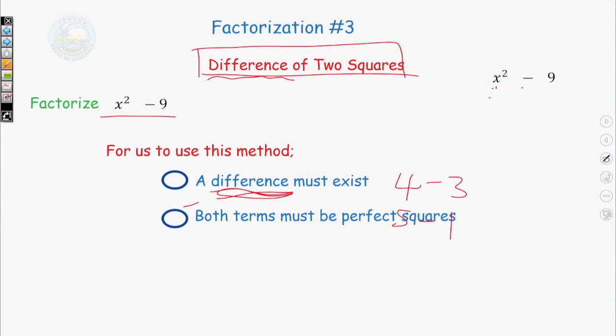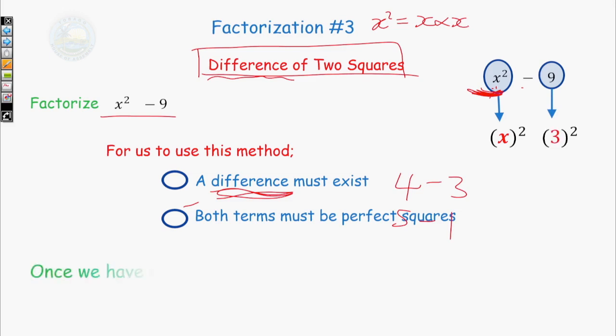Now let's see. x squared, is there any number or term that I could square to give me x squared? Of course. To give me x squared, I can square x. x squared is x multiplied by x. What about 9? Is there any number or any algebraic term that we can square to give us 9? Correct, what we can square to get 9 is 3.